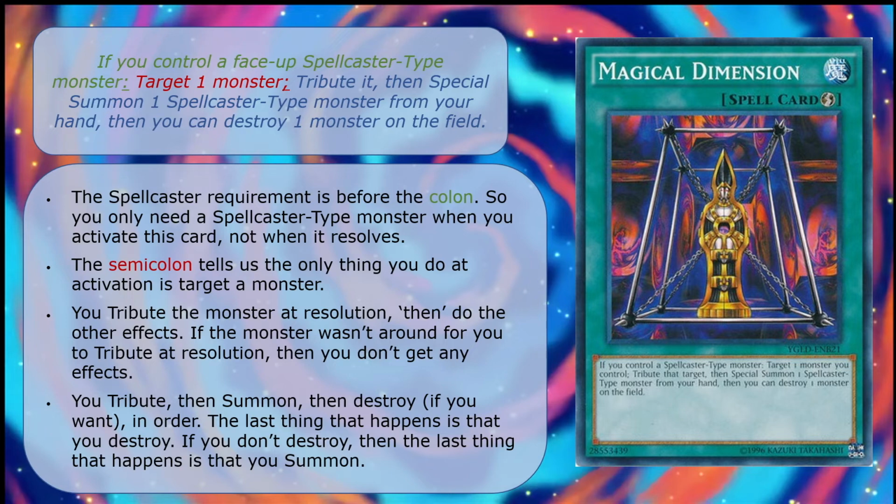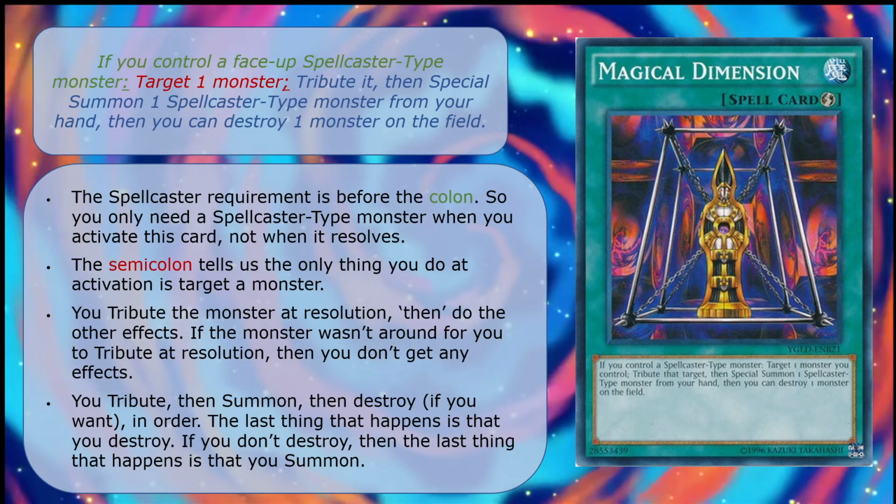So the semicolon tells us the only thing you do at the activation is to target a monster. There it says target one monster, so we know, alright, we target, we let the opponent know, so the opponent can chain to it, and if they don't, then we just move on. So it says here, you tribute the monster at resolution, then do the other effects. If the monster wasn't around for you to tribute at resolution, then you don't get the effect. So again, if I want to tribute that monster and my opponent goes, no, you're not doing that, I'm shuffling it back into the deck or I'm putting it into the graveyard, then it's not on the field anymore and you cannot tribute it, so the whole card basically just loses its entire effect.